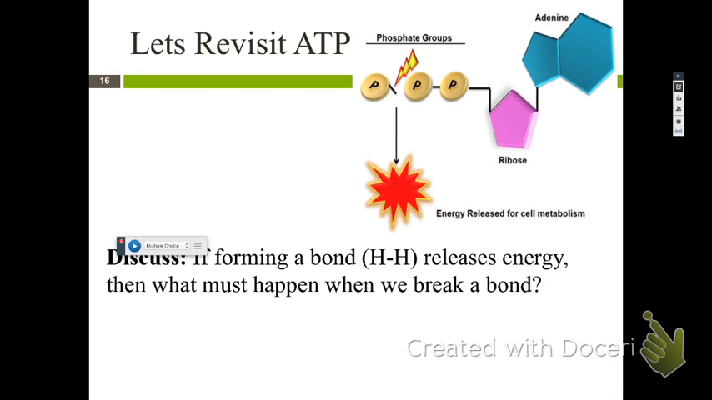So I want you to discuss with your neighbor: if forming a bond between two hydrogen atoms releases energy, what must happen when we break a bond? And then does that only apply to this bond? Go ahead and talk to your neighbor, discussing this question, and how specific the answer is.